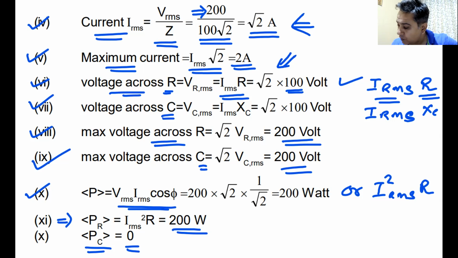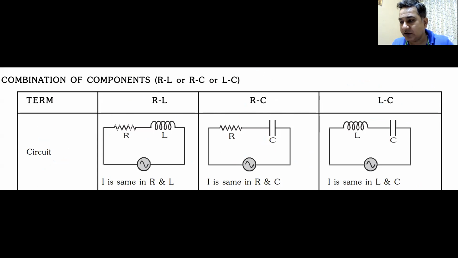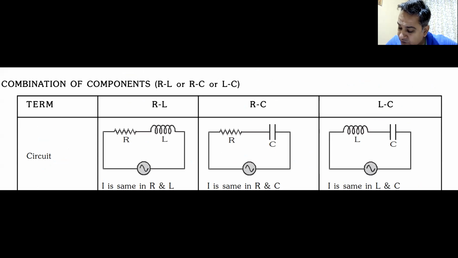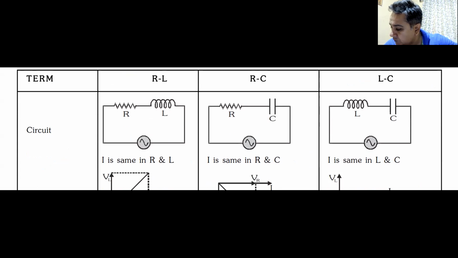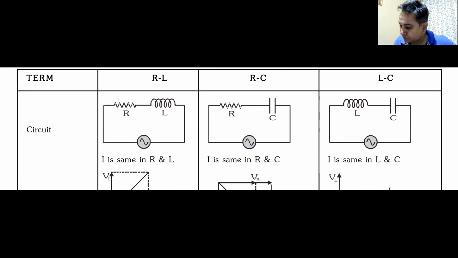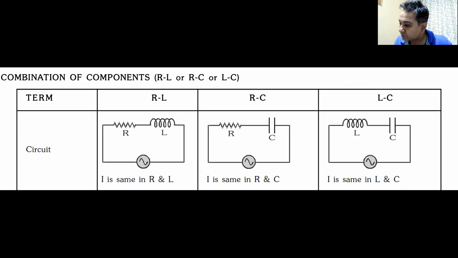When we move forward, we will move to this slide where we are seeing the 3 types of combination of L, R, and C. The first type of combination that we have already seen is the LR circuit. The second is RC. The third one is LC.